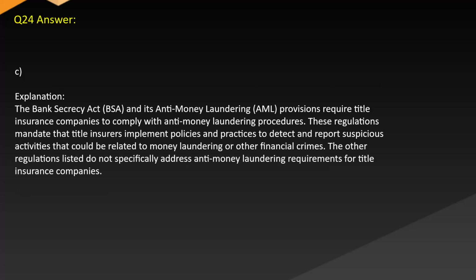Answer: C. Explanation. The Bank Secrecy Act, BSA, and its anti-money laundering (AML) provisions require title insurance companies to comply with anti-money laundering procedures. These regulations mandate that title insurers implement policies and practices to detect and report suspicious activities that could be related to money laundering or other financial crimes. The other regulations listed do not specifically address anti-money laundering requirements for title insurance companies.